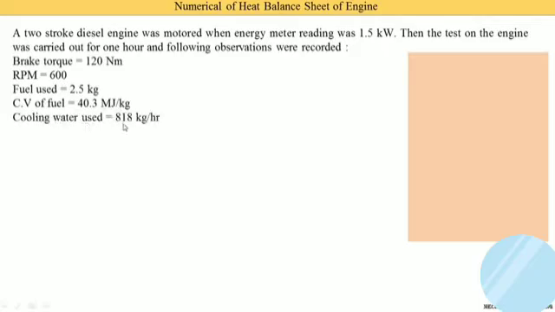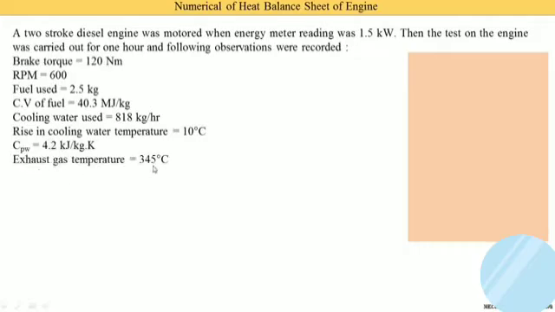Cooling water use 818 kilojoule per hour. Rise in cooling water temperature is 10 degree centigrade. Rise of cooling water temperature means in input suppose the temperature is 70, then in output it is 80 degree, means directly the difference is given. Specific heat of water is 4.2 kilojoule per kg Kelvin.